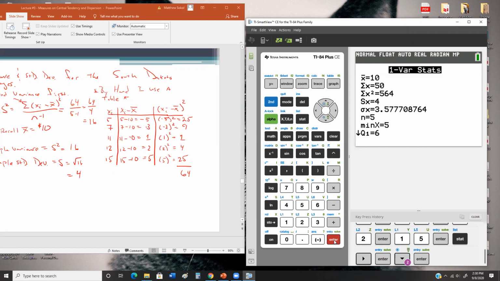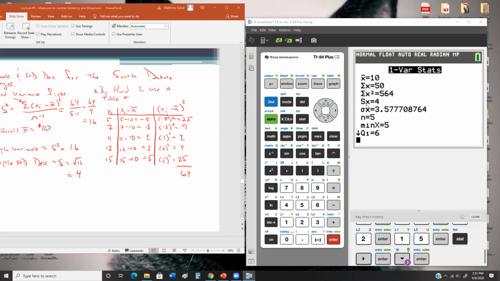All right, good news, okay? First thing it tells you, x bar, the mean is 10. Wow, look at that. We said the average salary here was 10. If you scroll down, you'll notice it says something called Sx and σx here. Sx is the sample standard deviation, and σx is the population standard deviation. So your calculator doesn't know if it's a sample set of data or a population set of data, so it just gives you both. And if you remember, we said the sample standard deviation was 4. Look at that, Sx, 4, right there.